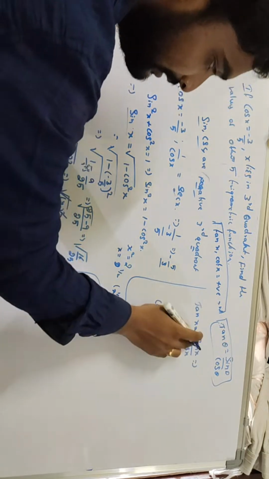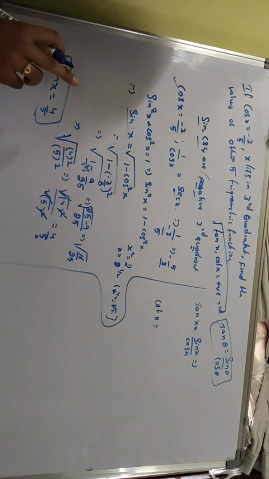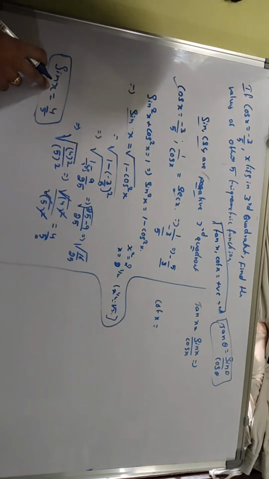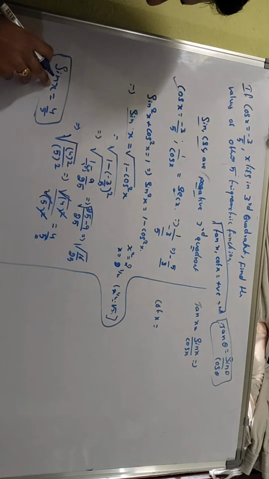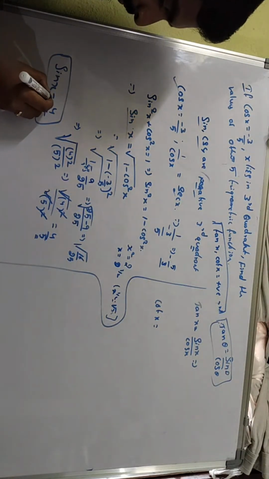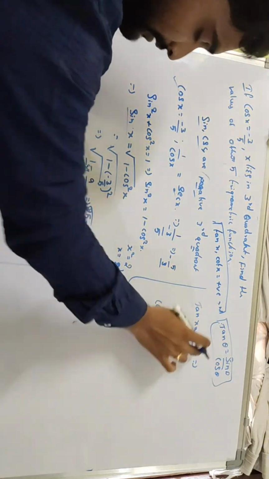I forgot one thing: in the third quadrant, sin x is negative. That's why we mention minus here. So what is the value of sin x here?